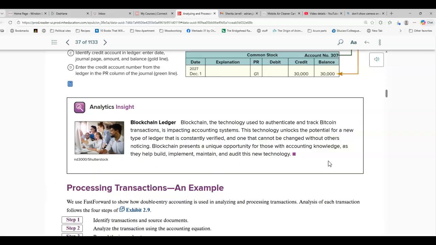This is interesting. The blockchain technology that's used for these cryptocurrencies is a really secure, at least now, technology. The ledger is constantly verified. It can't be changed without other people knowing about it. It's an interesting opportunity for us with accounting knowledge, as we help build those things, as we manage those things. We help others use those things. But if you're the person who understands accounting, you're going to be the one making decisions and managing things.